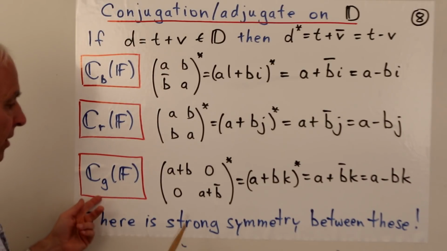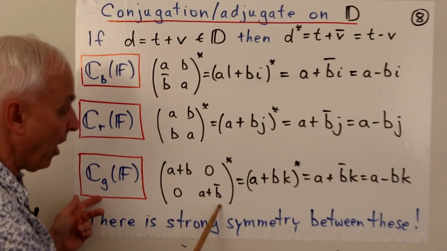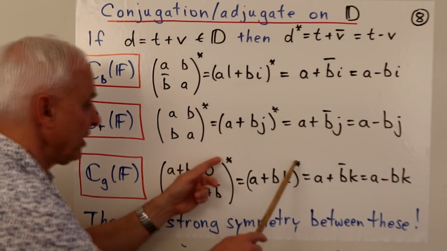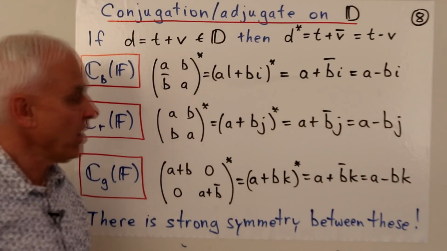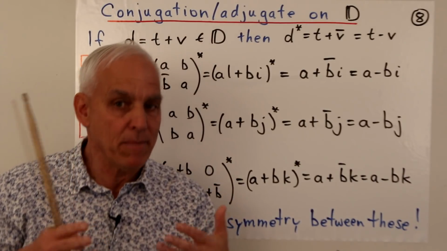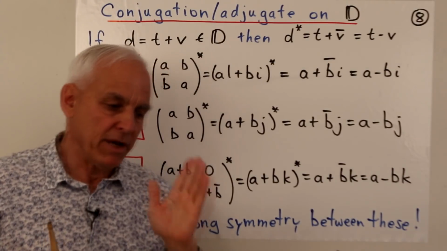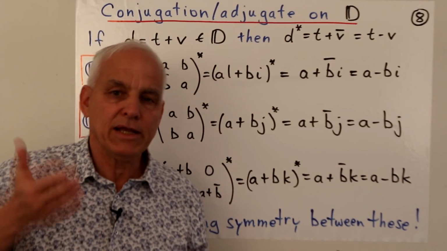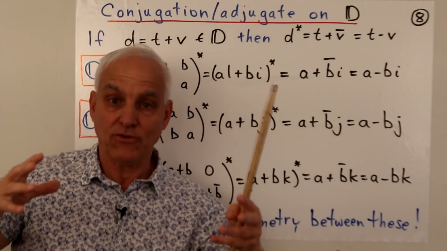And in the green one, here's your typical green complex number, A plus B, 0, 0, A plus B bar, or otherwise A plus B times K. We take the conjugate of those, we get A plus B bar K, which is A minus BK. So in each of the three situations, the conjugate looks like the familiar conjugate that you're used to with ordinary complex numbers. But the theory of each one of these stories is really just a restriction of this bigger story on the dihedrons.